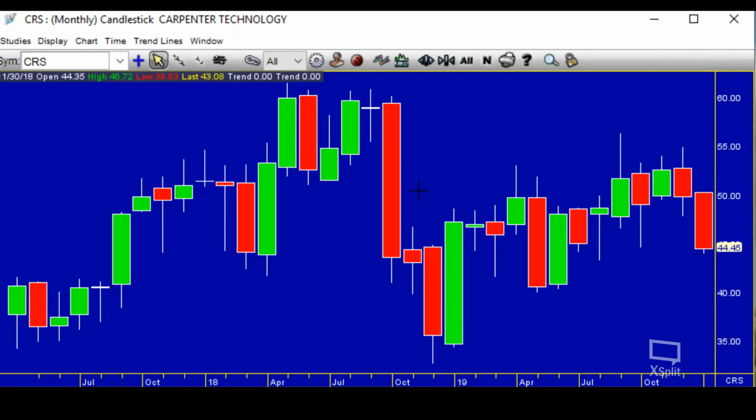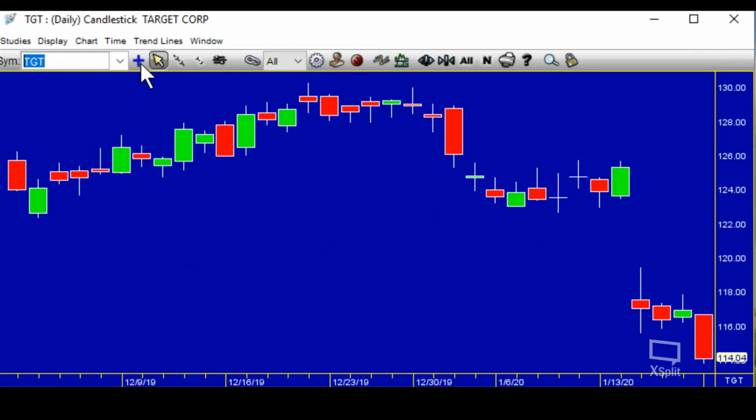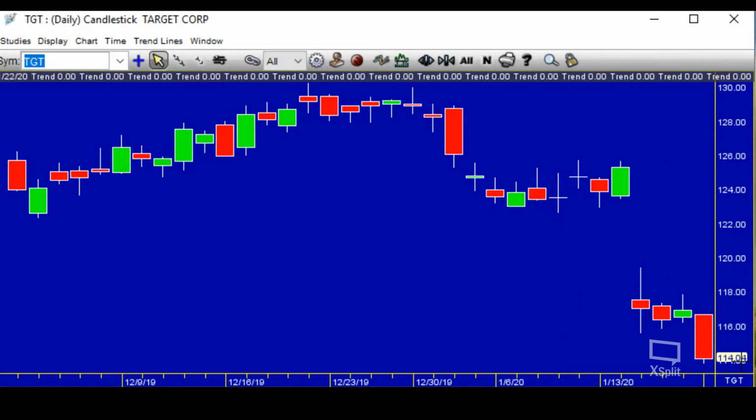If we go to Target, there's your 2-2 month on the gap here, and then RevStrat day into the low. So we know about that. We sure did.